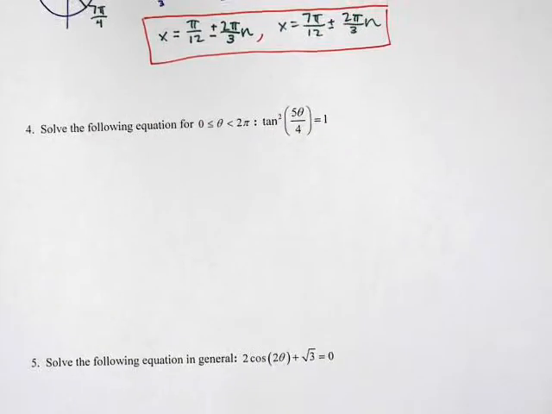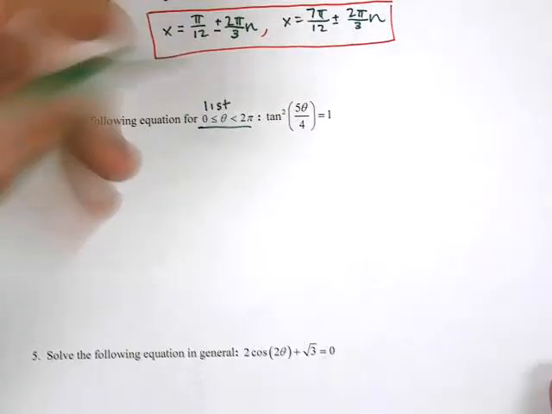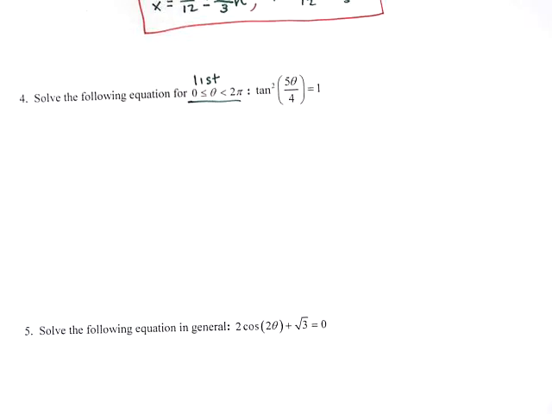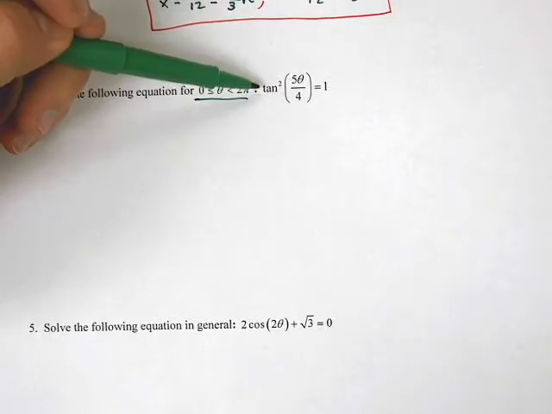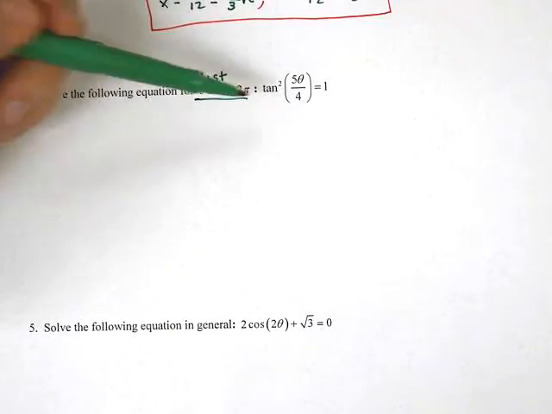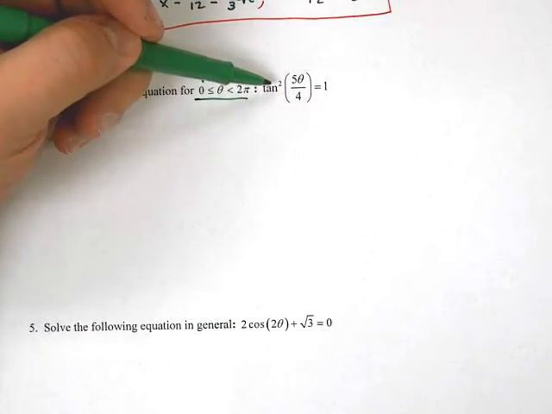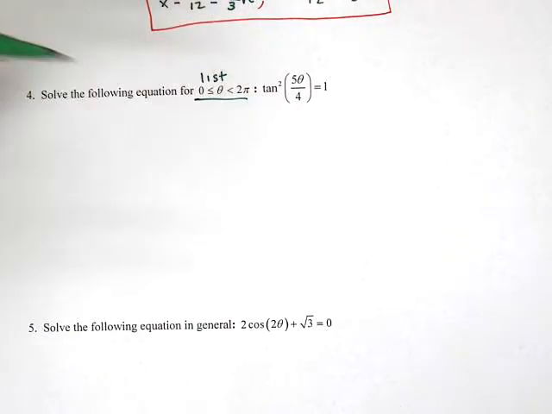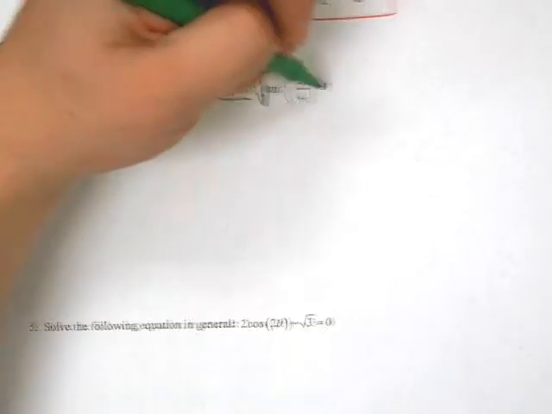Alright, number 4, back to a list, right? We're giving you an interval, so we want a list. Let's think about this one. Oh, this one's not too bad. Please remember, though, that we want the trig function to be alone, and right now it's being squared. Kind of like if you had x squared is equal to 25, we don't want that. We want x is equal to plus or minus 5. So same thing here. We got to square root both sides.